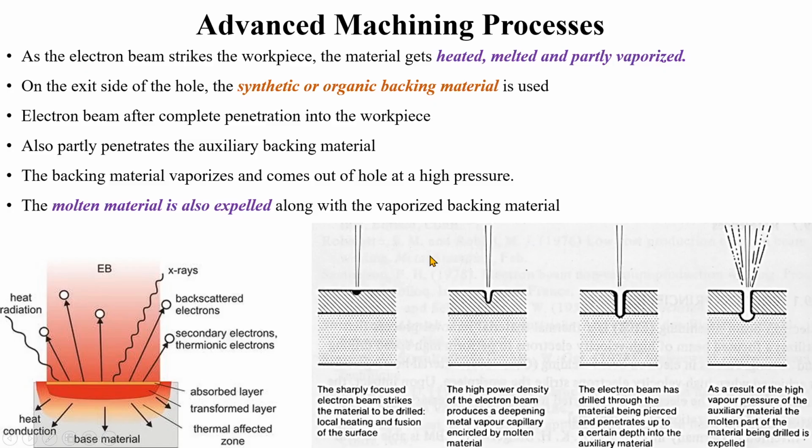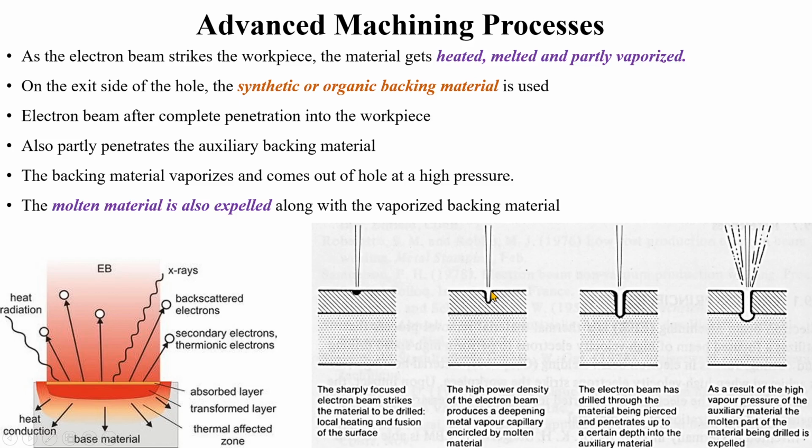Now we will see the mechanism of material removal in electron beam machining. Initially, when the beam strikes the workpiece surface, it heats, melts and partially vaporizes the workpiece material. Some of the material gets melted and some gets partially vaporized. This vaporized material is removed out of the machining chamber by means of vacuum, and there will be certain molten material within the cavity. This happens throughout the entire thickness of the workpiece material.